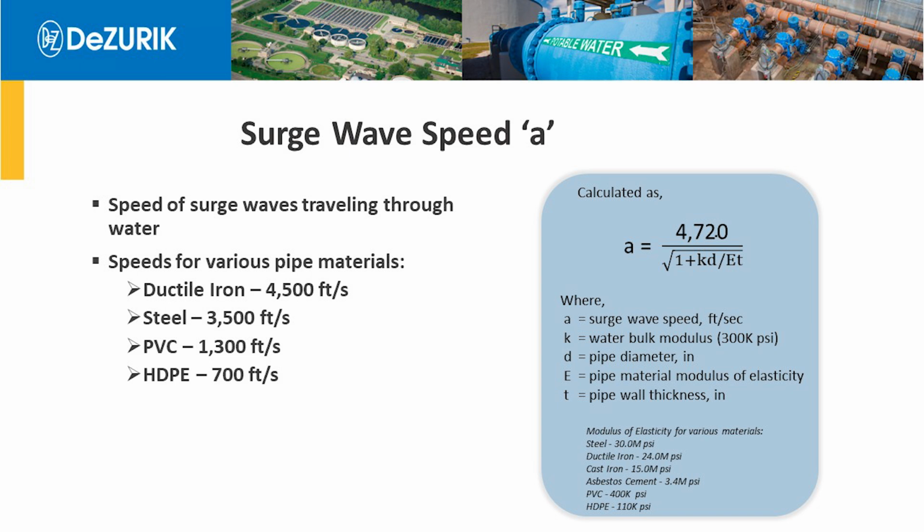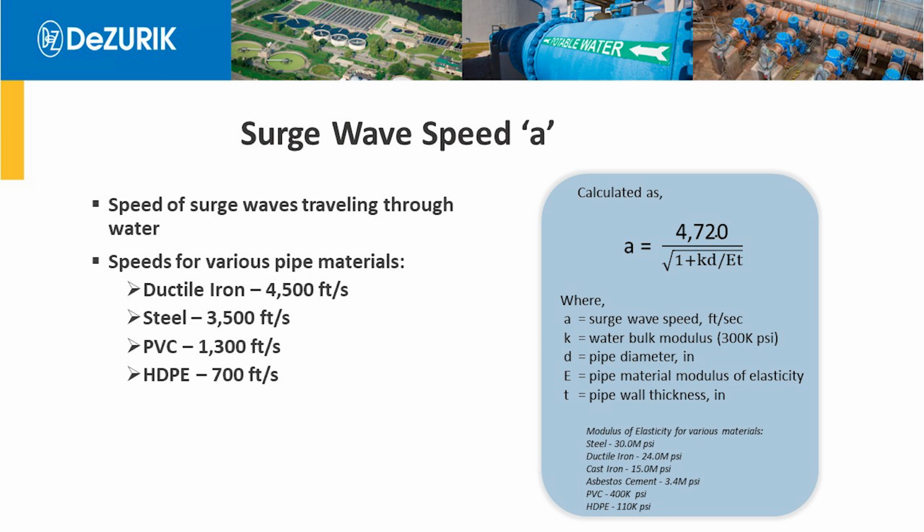So now if we look at how fast the surge wave travels, we can calculate that, as you see by this equation designated by the small letter a in the top right-hand corner of the screen. And that factors in the bulk modulus of our fluid, which is normally water, the pipe diameter, the pipe modulus of elasticity, the pipe wall thickness, and pressure class.